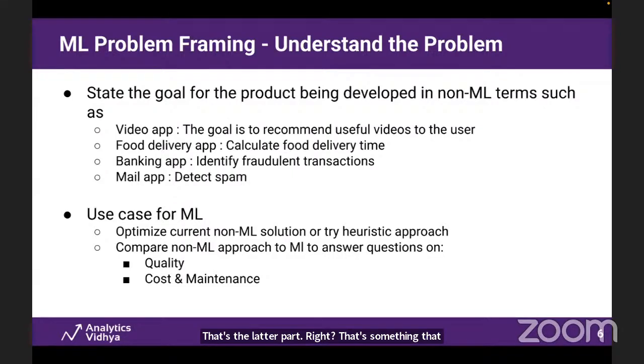And then you see, okay, to solve this, whether ML is the solution. If food delivery time is being calculated heuristically, not through ML, is it accurate? Are we 90% accurate? Maybe yes. Then do we need ML if it gives us 91% accuracy? Maybe no, right? So that's the second part, the use case of ML. Maybe the cost and quality do not justify the use case for ML.